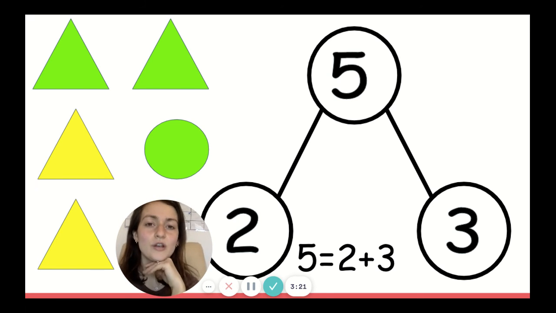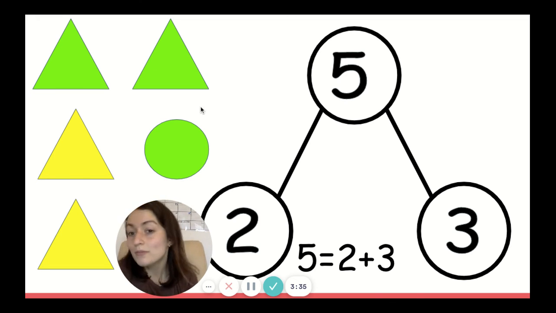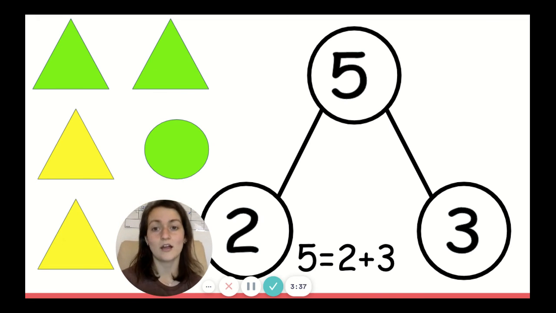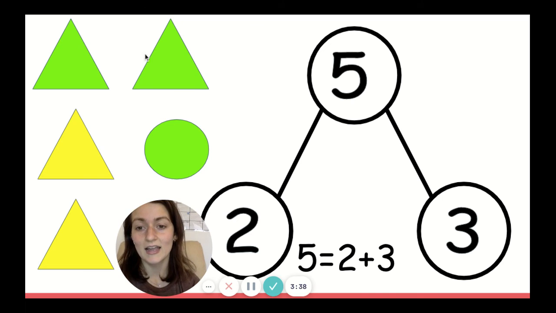So I just want you to know that when you have shapes like that, you can split them into different groups. It's absolutely correct if we split them into triangles and circles, because we know 5 is the same as 1 and 4. It still has 5. But it's also okay if I want to split them up based off of color, right? I have 3 green and 2 yellow. That's also true. So sometimes there's more than one way to break up a group of objects.